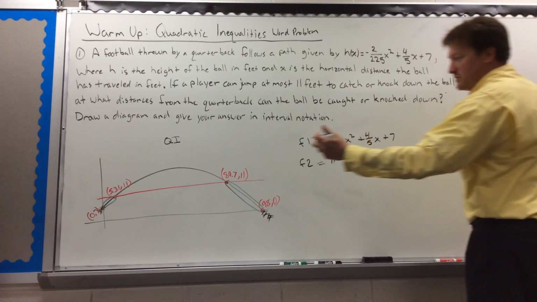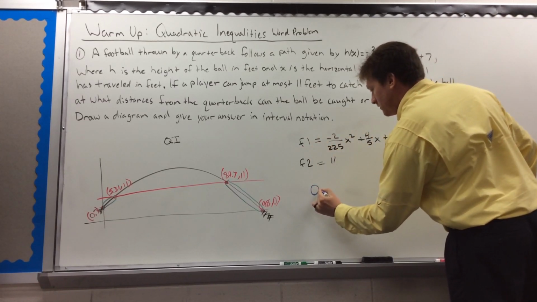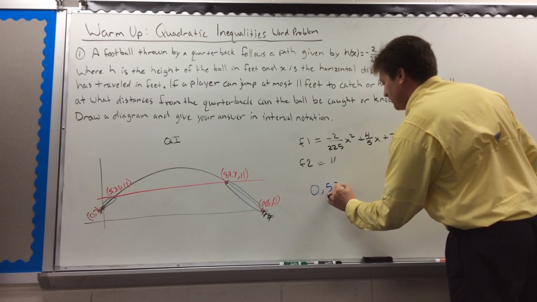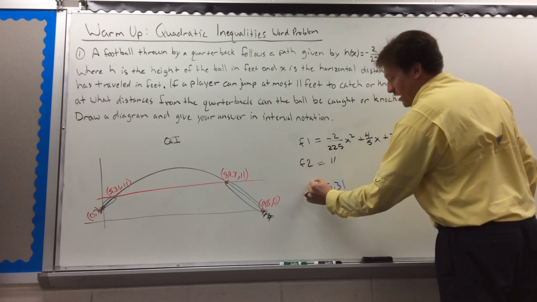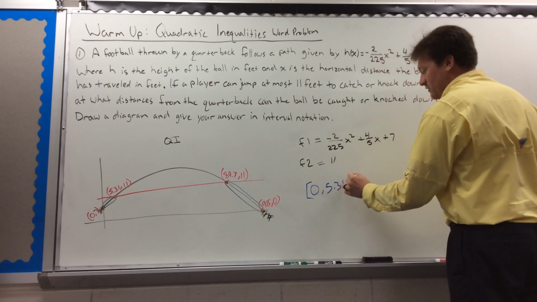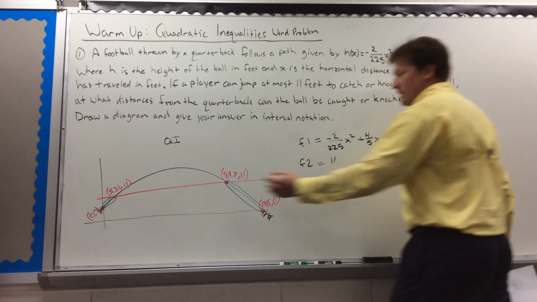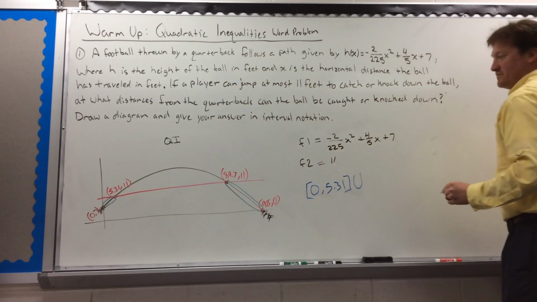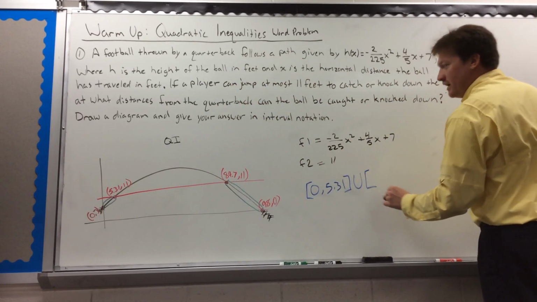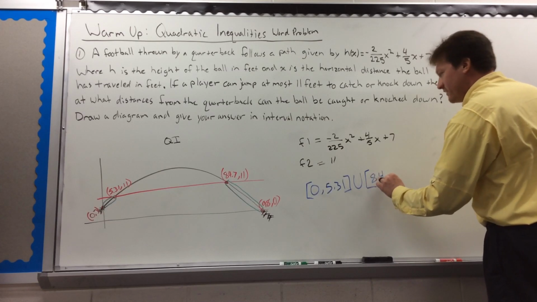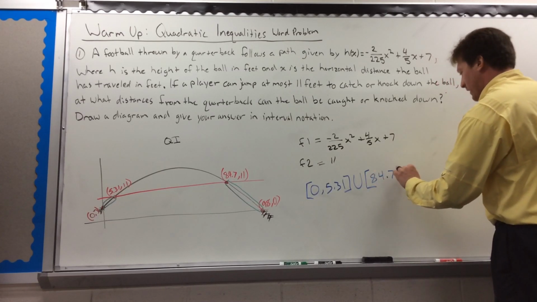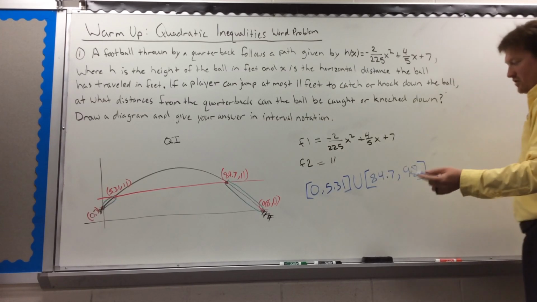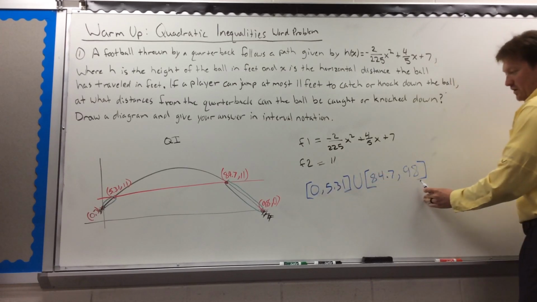So my final answer here is going to go from 0 to 5.31. I'm going to use hard brackets because I can include 0 and 5.31. There's a gap between my answers, so you have to use the union. And then we're going from 84.7 all the way out to 98 with hard brackets, because that's where the ball starts and stops. It can't go any further than that.